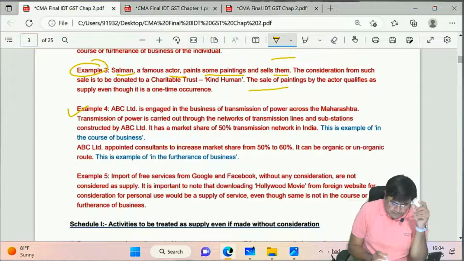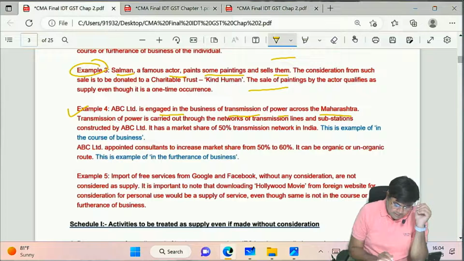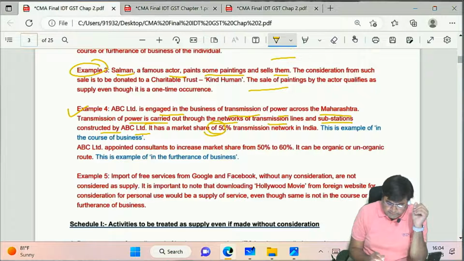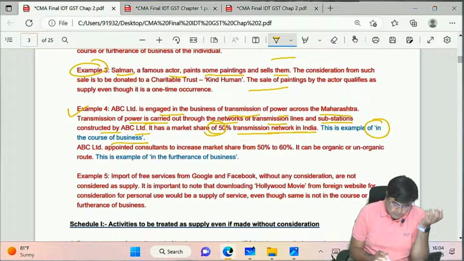Example 4. ABC Limited is engaged in the business of transmission of power across Maharashtra. Transmission of power is carried out through the network or transmission line and substation constructed by ABC Limited. It has a market share of 50% of the transmission network in India. So this is an example of in the course of business.